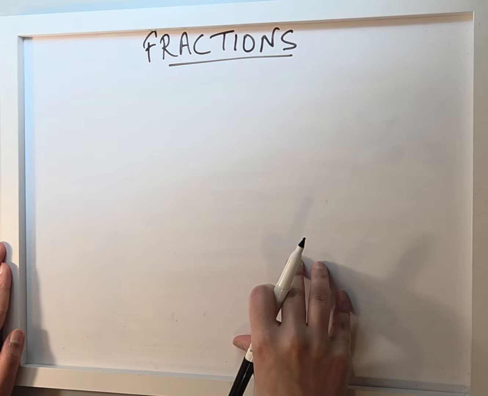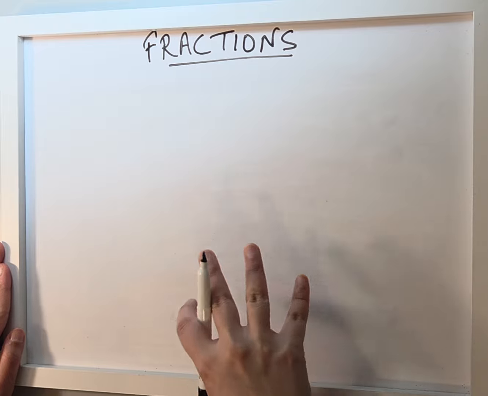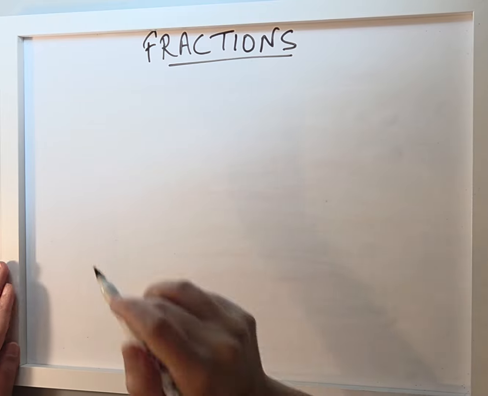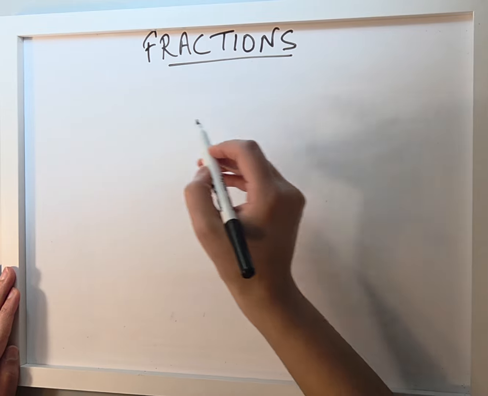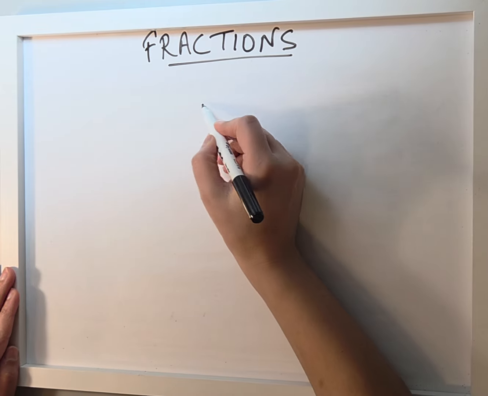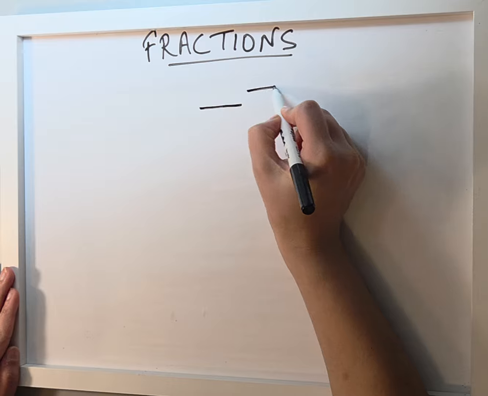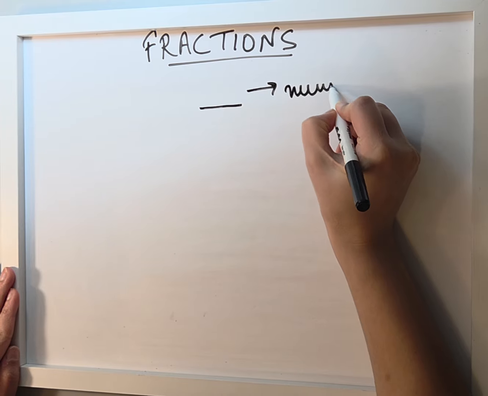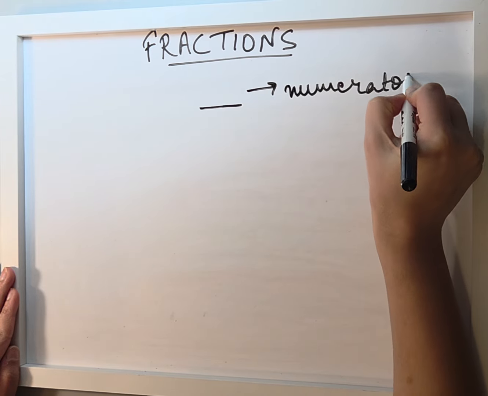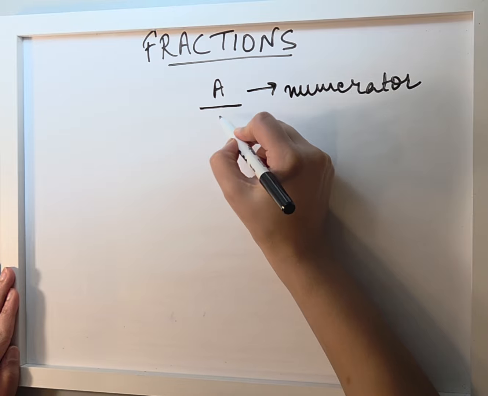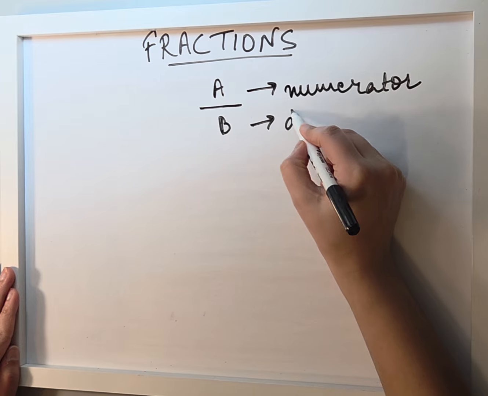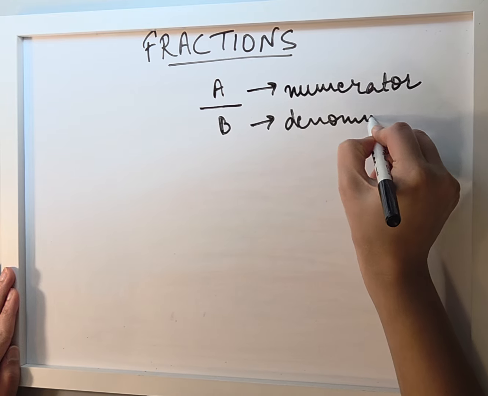So let's quickly try to understand what fractions are. A fraction is always two parts. One is called the numerator, and one is called the denominator.